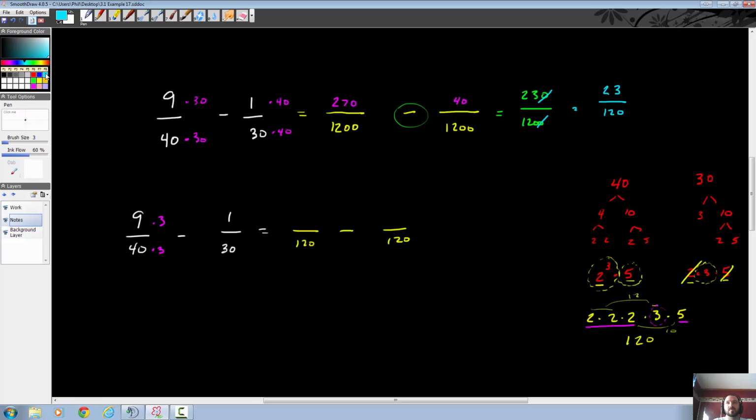Then, we'll choose blue here. Then I have the 30, which is a 2, a 3, and a 5. It's missing these two 2's. 2 times 2 is 4. So I'm going to multiply 30 by 4, top and bottom. When I do that, I get 27 in the first one, 4 in the second one, and if I combine those, I get 27 minus 4, which is 23 over 120.